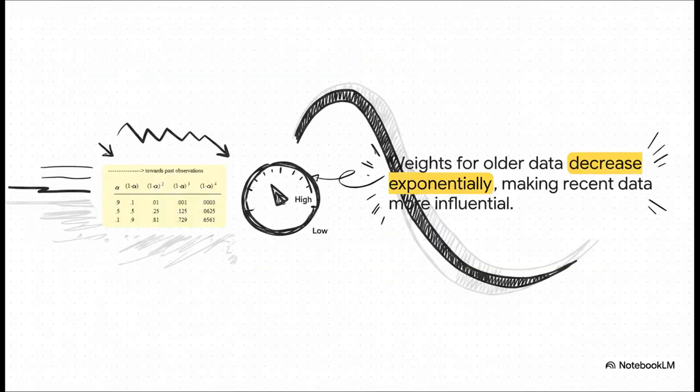So how does this exponential smoothing actually work? Well, it uses a setting called alpha, which you can basically think of as a memory dial. A high alpha means the model has a very short memory. It's mostly just paying attention to what happened yesterday. A low alpha gives it a long memory, where the distant past still has a pretty big influence. The key is that this influence always fades away exponentially over time.